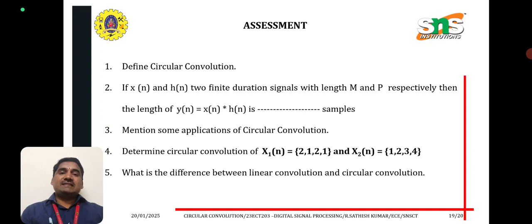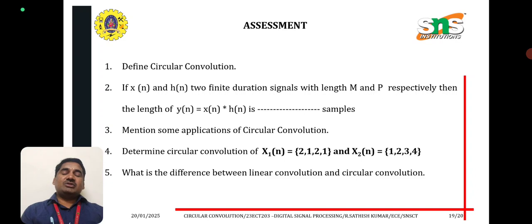Next one, determine the circular convolution of x1 of n equal to 2, 1, 2, 1 and x2 of n equal to 1, 2, 3, 4. Therefore, we get x3 of n is equal to 14, 16, 14, 16. What is the difference between linear and circular convolution?